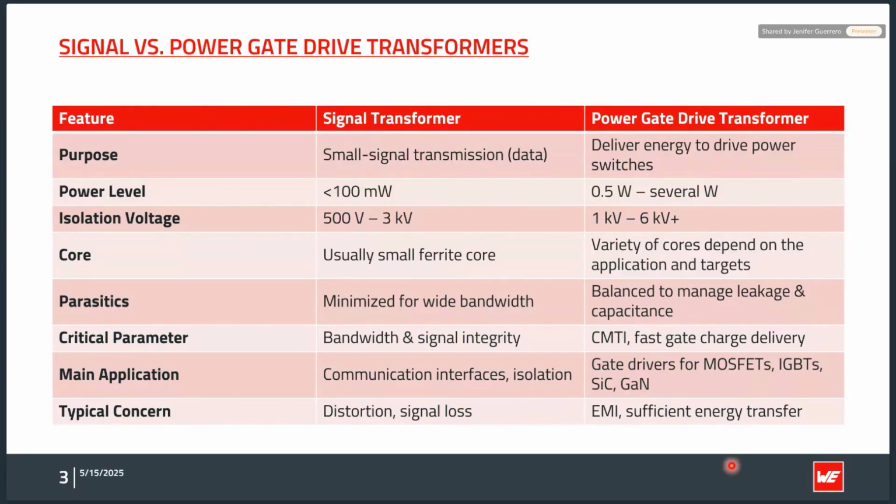And another big difference between signal transformers and power gate transformers is the isolation voltage.